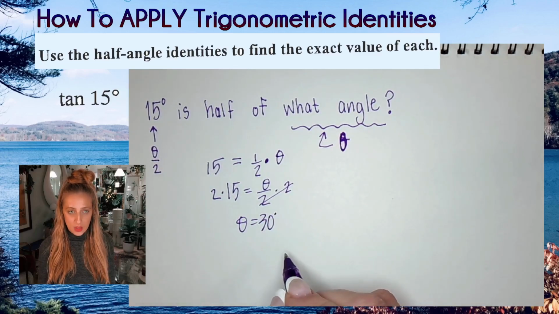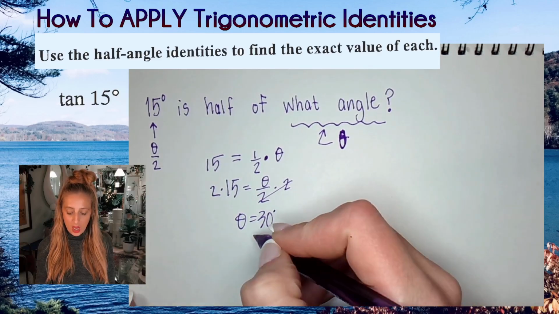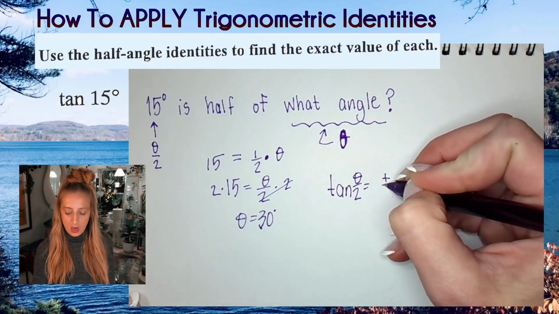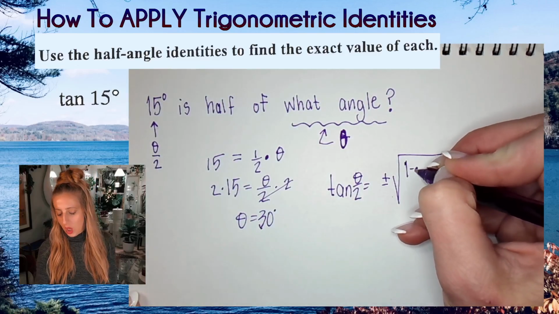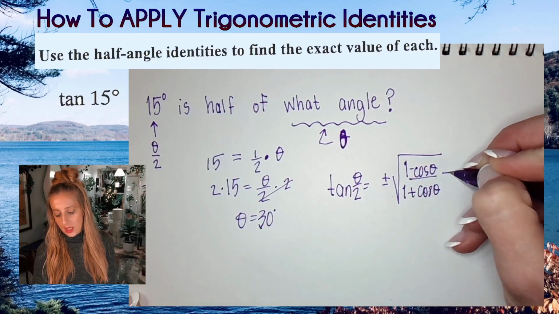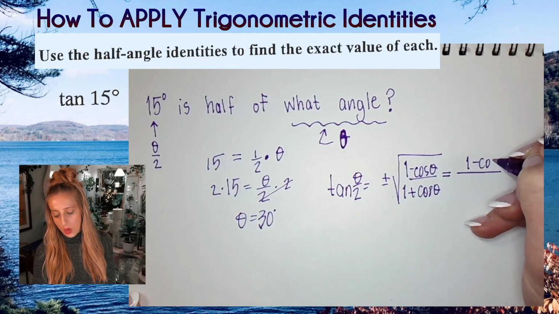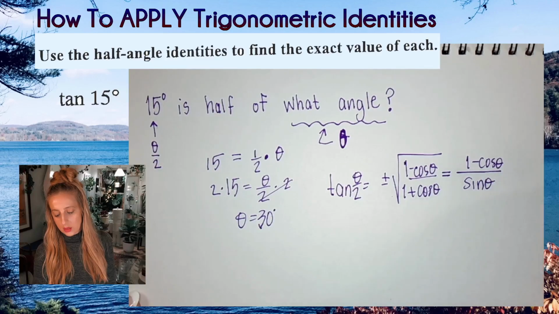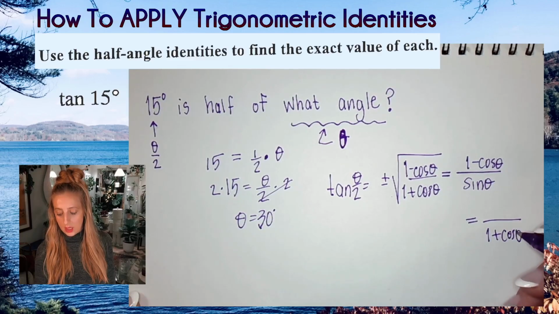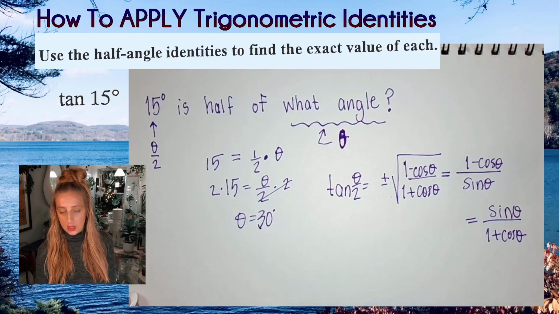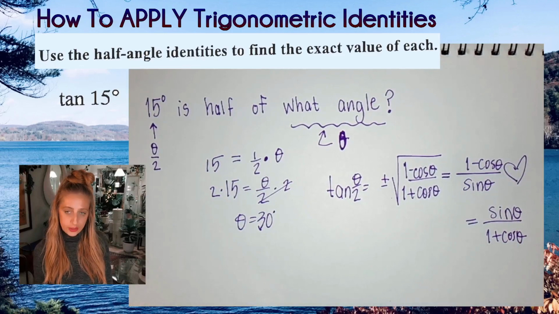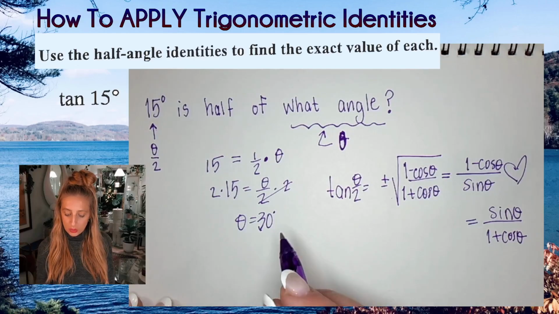So the question asks me to find tan of 15 degrees. I have three options for tangent of a half angle. They are as follows: plus minus the square root of 1 minus cosine theta over 1 plus cosine theta, as well as keep the top 1 minus cosine theta over sine theta, as well as keep the bottom as 1 plus cosine theta and change the top to sine theta. So all three of these are totally fine. I love the one that looks like a heart most of the time, so I'm going to choose that one.